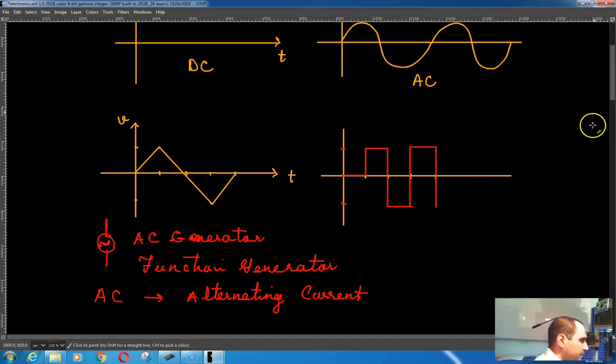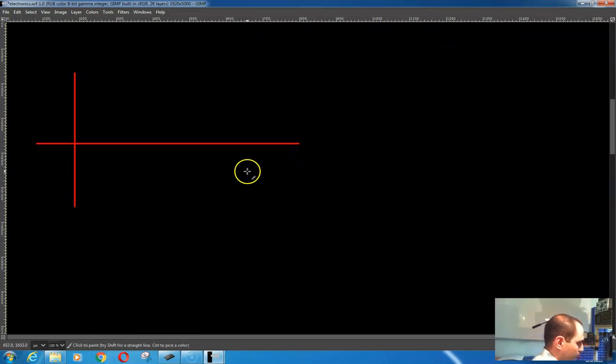An AC wave is usually represented this way. To deal with AC waves, you need to know a little bit of trigonometry, but I will try to tell you about the essentials of trigonometry as we go along. That's not a problem. It's pretty simple.